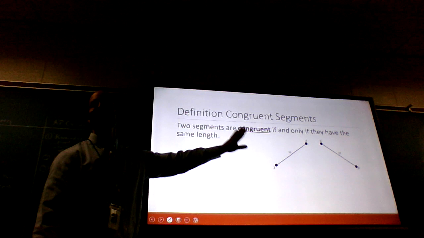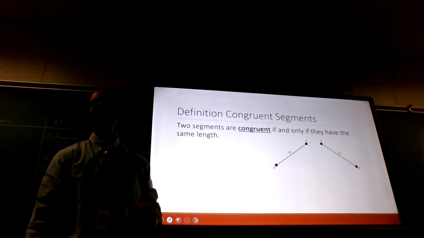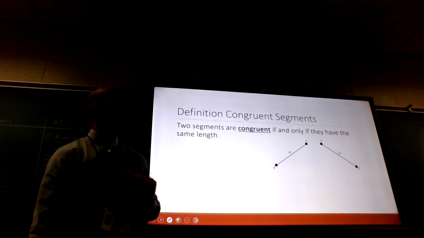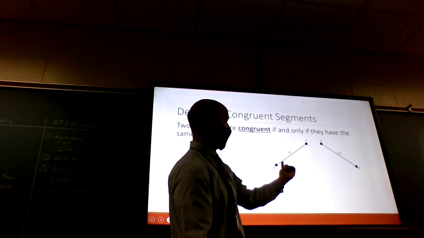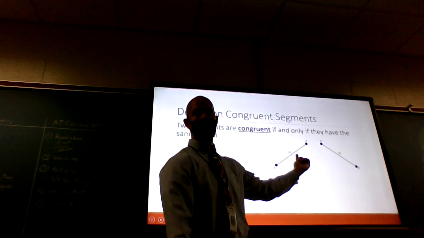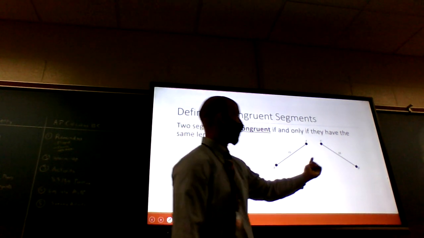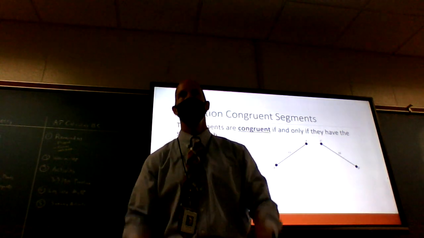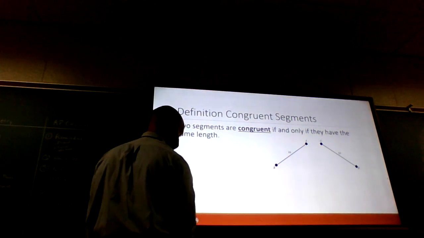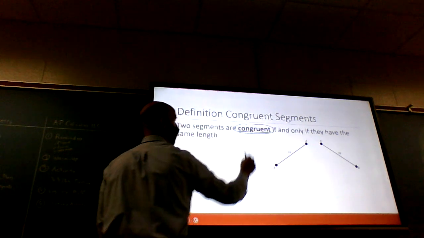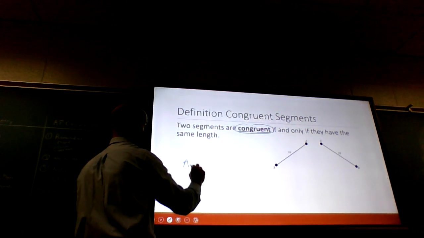Segments are called congruent if they have the same length. So would you guys agree that the length of this segment AB is 10 because it says 10? And guess what the length of CD is? It's 10. So we call those segments congruent. And by the way, here's how we would write that.